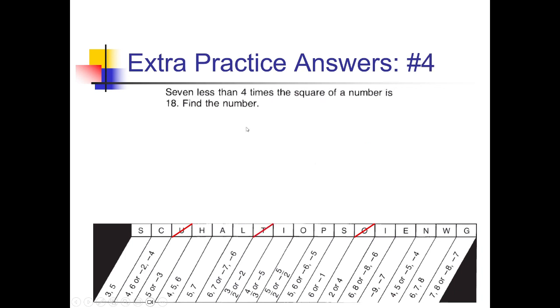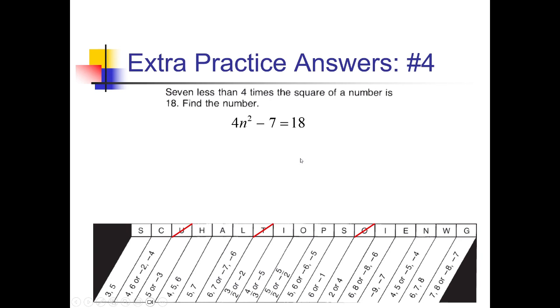Here we go with number 4. 7 less than 4 times the square of a number is 18. Find the number. All right, well, we're doing 7 less than, so that means we're going to do something minus 7. So let's hold that thought. 4 times the square of a number. Well, that's going to be n squared times 4, so 4n squared. And then we want 7 less than that, so minus 7. Is means equals, so is 18 equals 18.